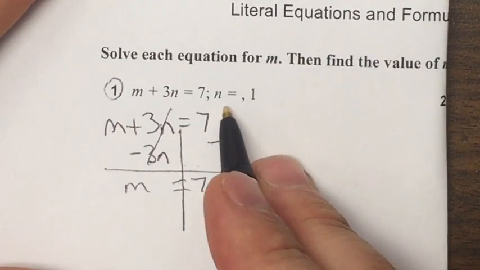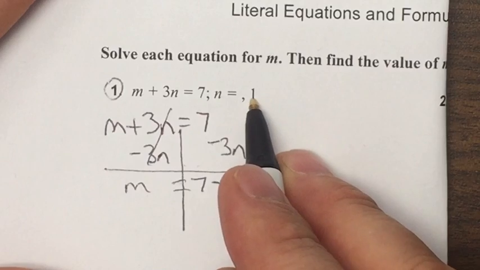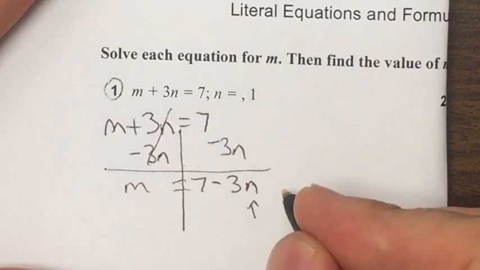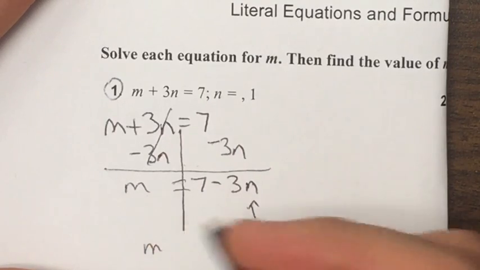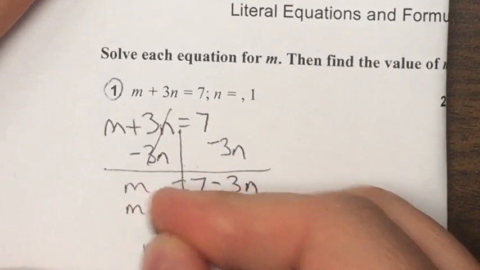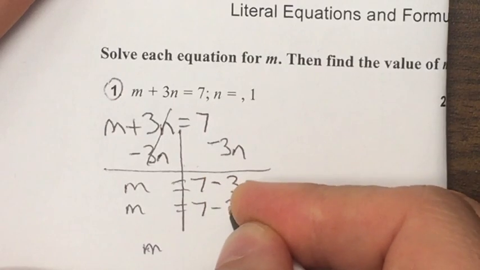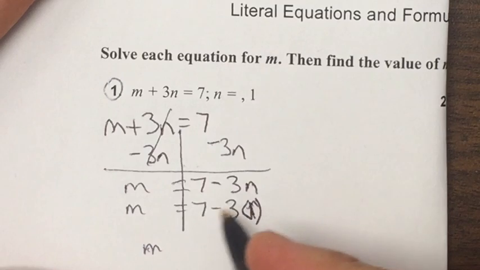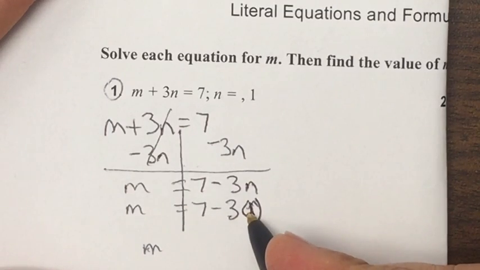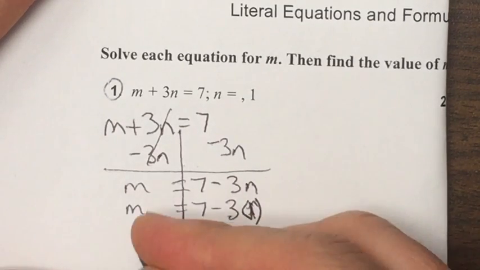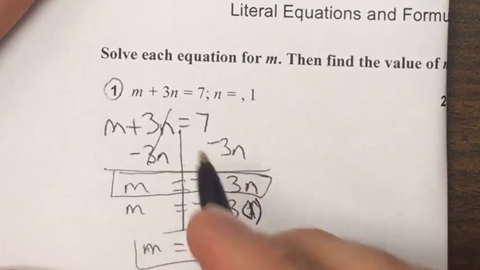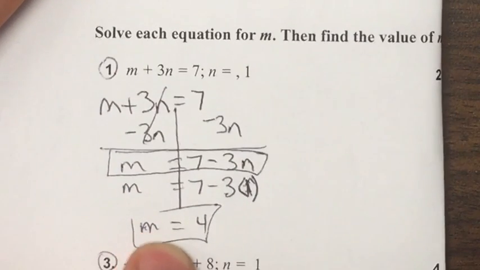So now if n has a value of 1, I can plug the 1 right here in the place of n, do the math. Let's go ahead and do that. I'm going to go ahead and rewrite it right below there. m equals 7 minus 3 times 1. 3 times 1 is 3. 7 minus 3 is 4. So the value of m is 4. So you kind of have two answers here. The first answer is getting your equation where you isolated that variable. The second is after you plugged in the value, you have an actual answer.